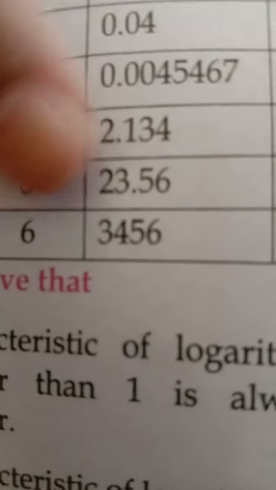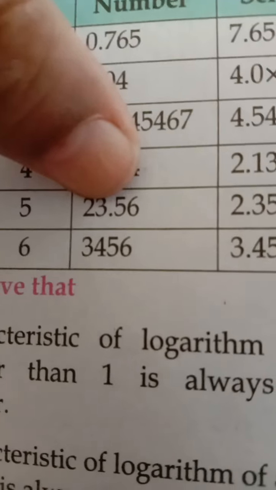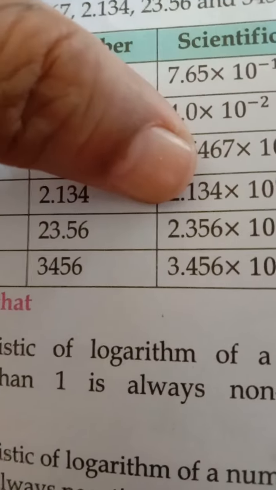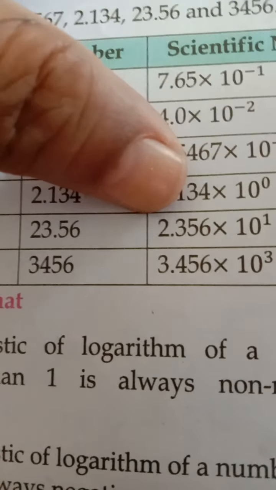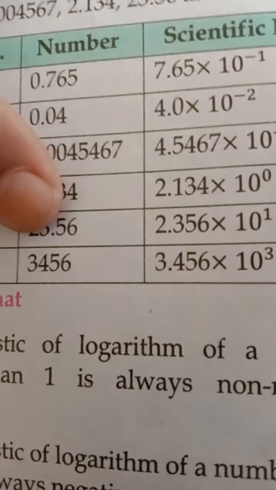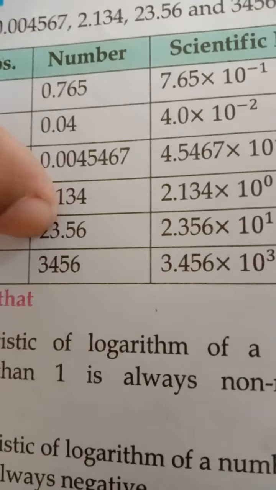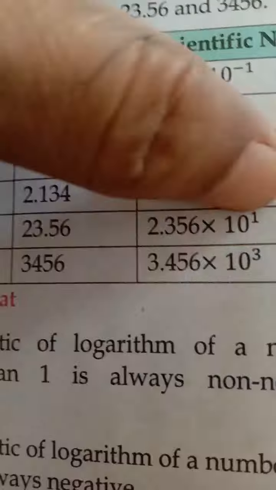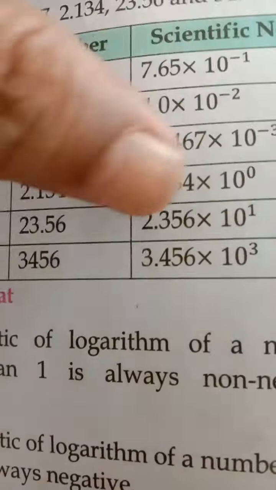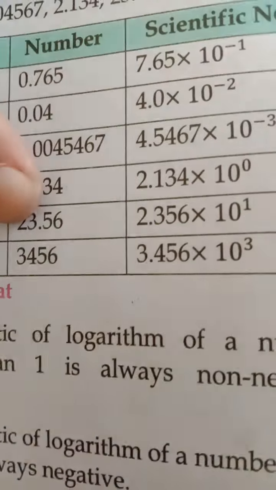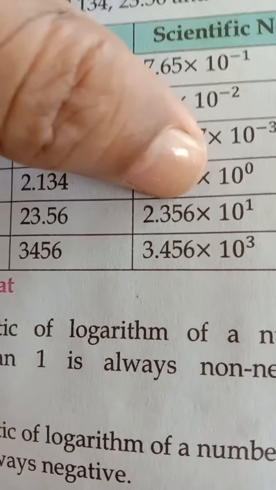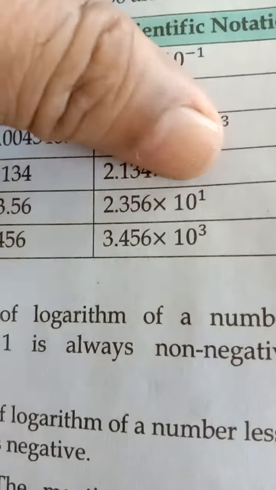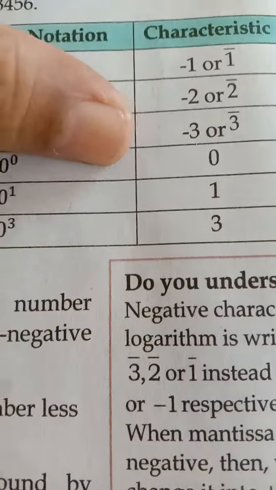Now we have the number 23.56. 23 is given in 2 digits, which is greater than 10. But scientific notation says that the number should be less than 10 but greater than 1. So we are taking the decimal here in between 2 and 3. So it would be 2.356. Okay. Multiply by 10 raised to power 1, because when you will take the number back in this way, there should be 10 raised to power 1 to get the decimal here after 23. So 10 to power 1 shows the characteristic is 1.